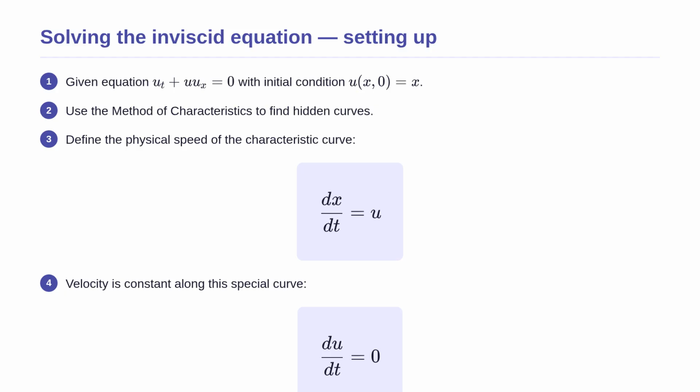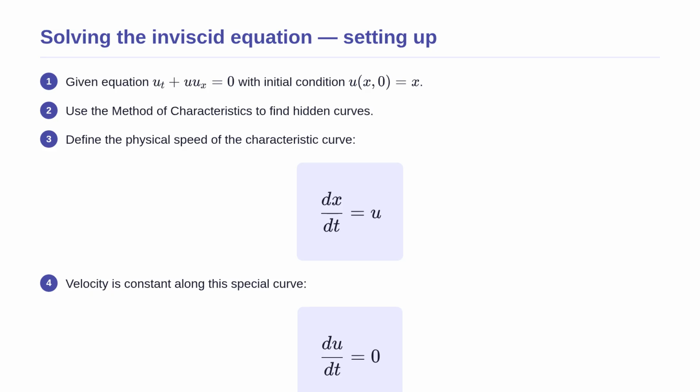We want to solve the inviscid Burger's equation given an initial starting condition where the velocity is exactly equal to its position on the line. To solve this, we use a technique called the method of characteristics. This method works by finding special, hidden curves in the fluid along which the complex partial differential equation turns into a very simple ordinary equation.